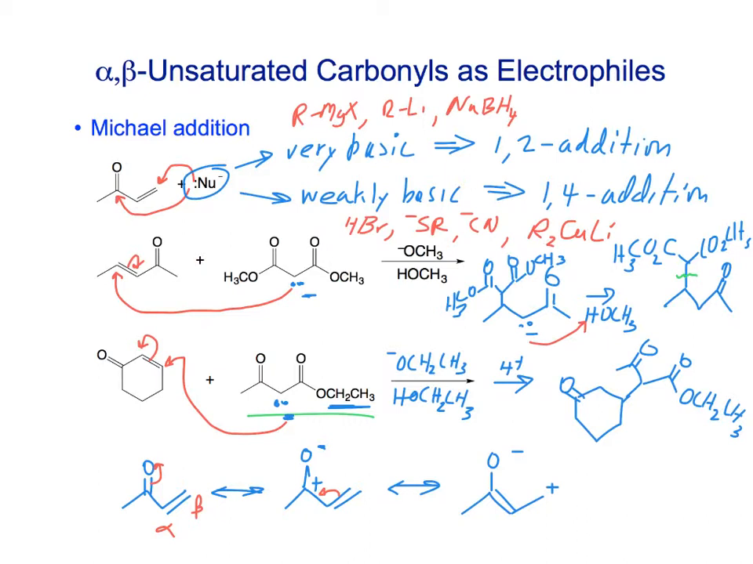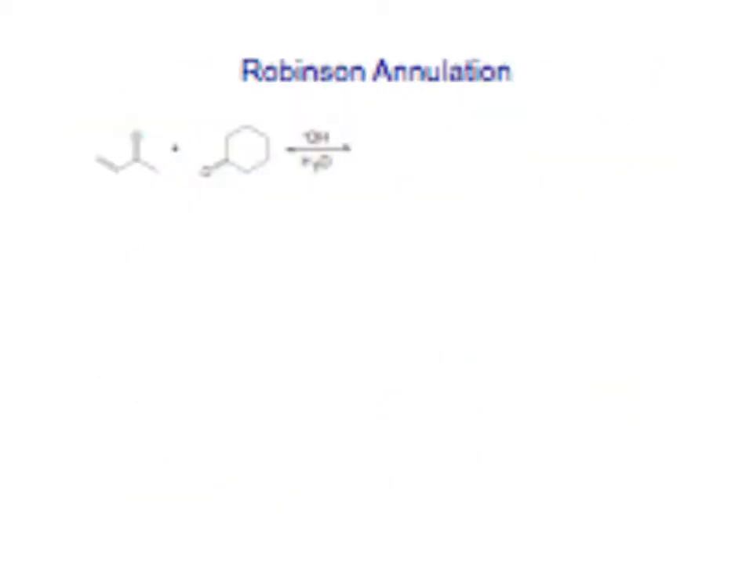Okay, everybody follow that all right? Now let's look at this one. This is called the Robinson annulation. Okay, so it's going to take 2 pieces. We're going to have an alpha-beta unsaturated ketone and another ketone. Okay, and when these react, just in hydroxide, let's just draw out what the product is. Okay, so it's going to be a ring-forming reaction, an annulation.